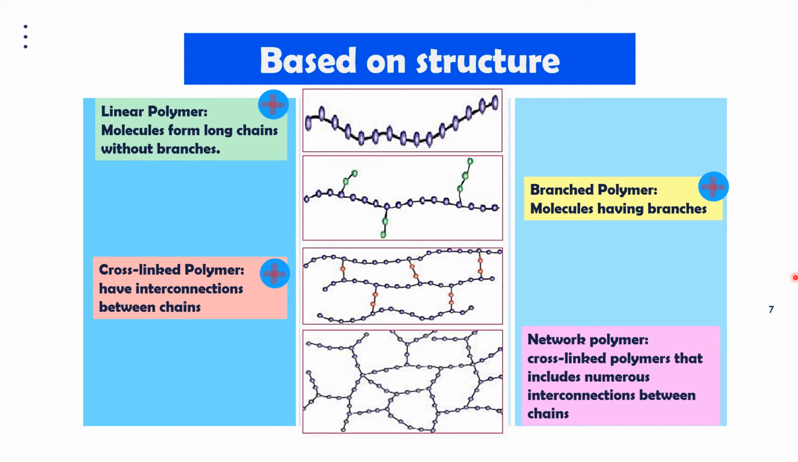Based on structure, we have linear polymers, which are molecules formed from long chains without branches. Then branched polymers, having branches. Cross-link polymers have interconnections between the chains, for example vulcanized rubber. Network polymer is not important. Network polymers are cross-link polymers that include numerous interconnections between the chains.